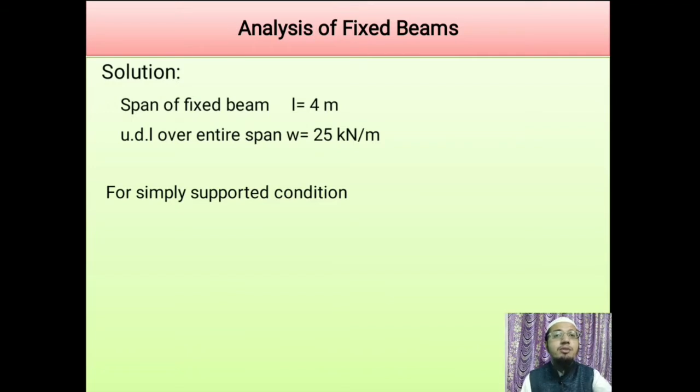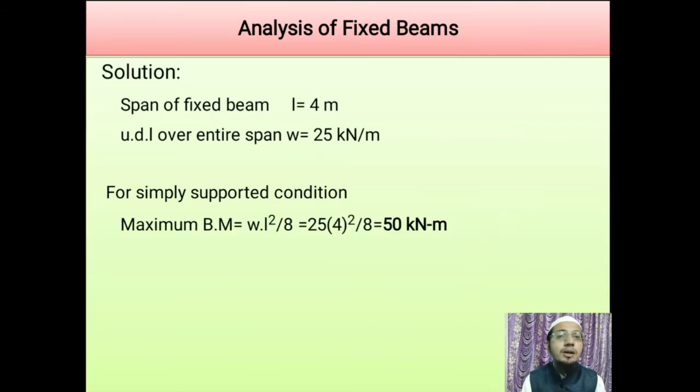So first of all, for simply supported beam conditions subjected to only UDL, we know that the maximum bending moment will act at the midpoint or at the center of the beam, which is of magnitude WL square by 8. This we already discussed in previous sessions as well as in the strength of materials subject. So simply putting the values, we will get the maximum bending moment for a simply supported beam subjected to UDL. Just operate your calculator and put in these values.